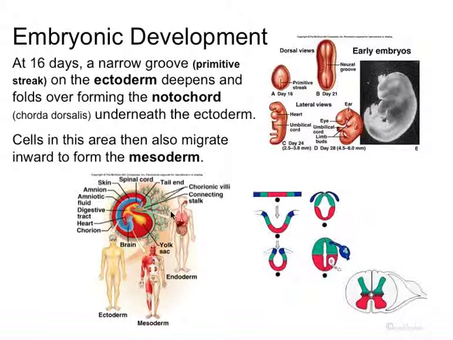What I like about this picture is you see the ectoderm, the mesoderm, and the endoderm, these three primitive cell layers, and what they become. The endoderm becomes the viscera, the mesoderm muscle and bones, and the ectoderm skin and the nervous system.